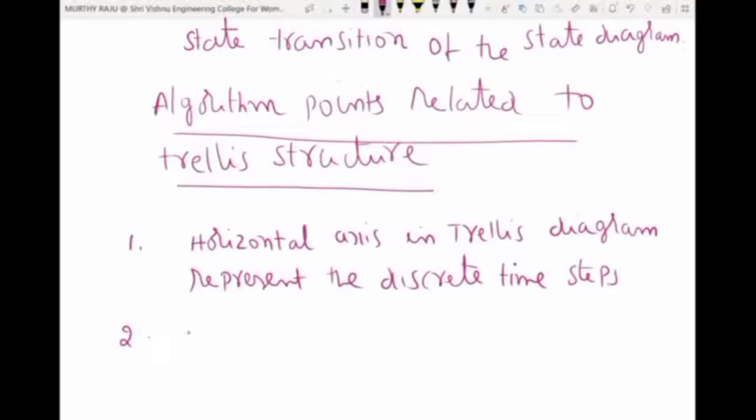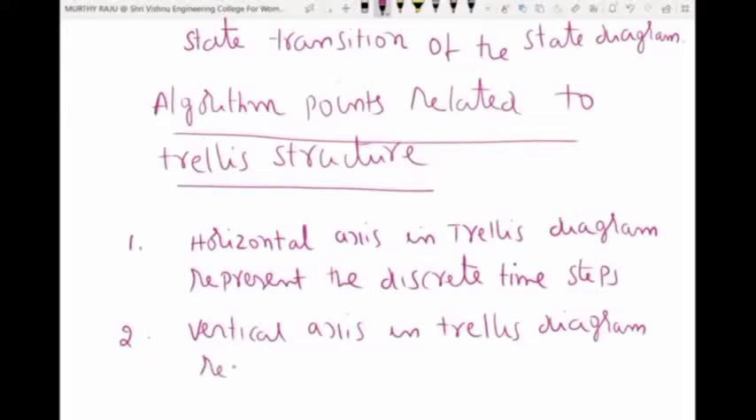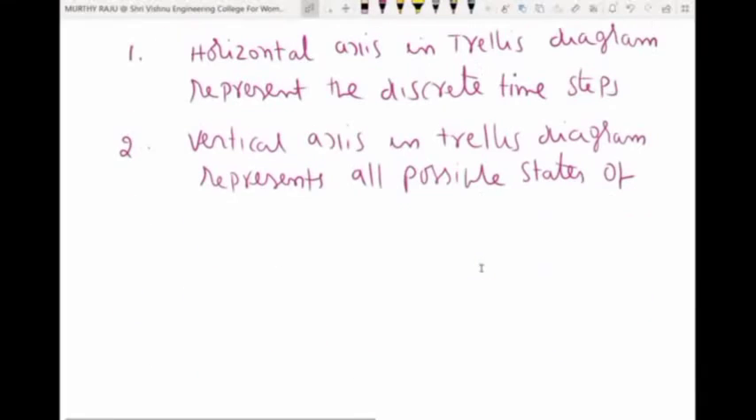Second important point here is the vertical axis in the Trellis diagram represents all possible states of the encoder.